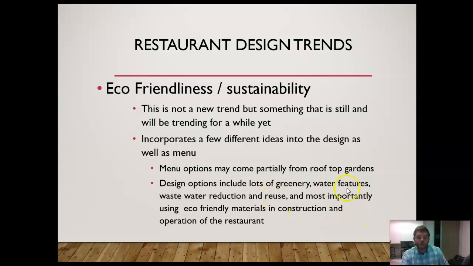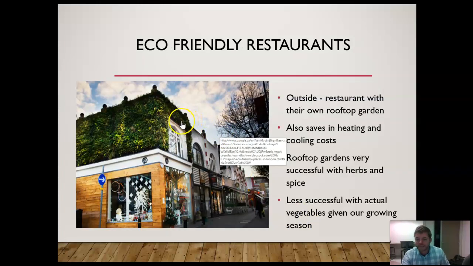Some of it could be how we use our water within our restaurant, using partial rooftop gardens, greenery, reusing water waste, eco-friendly materials. These are just a few of them. As an example here, you see a building that you might see in Toronto quite often. Sometimes they'll allow their vegetation to grow. The great thing about this is that vegetation is a heat insulator, so it will keep it cooler in the summertime and warmer in the wintertime. That by itself is a natural form of insulation, and it saves you money.